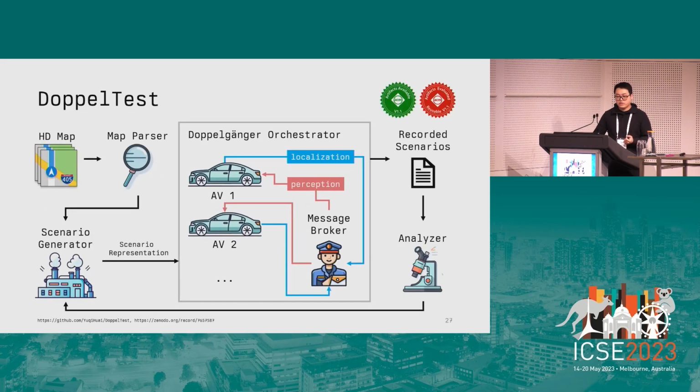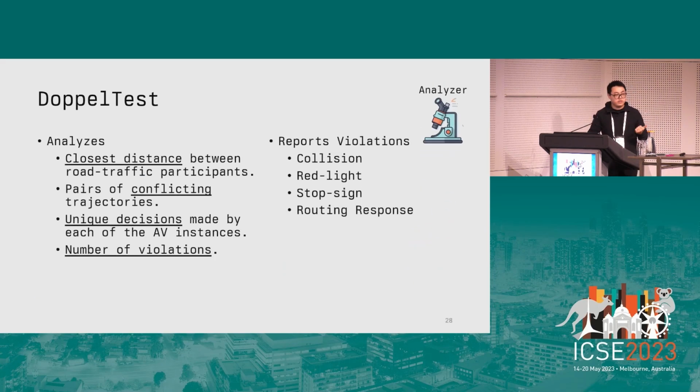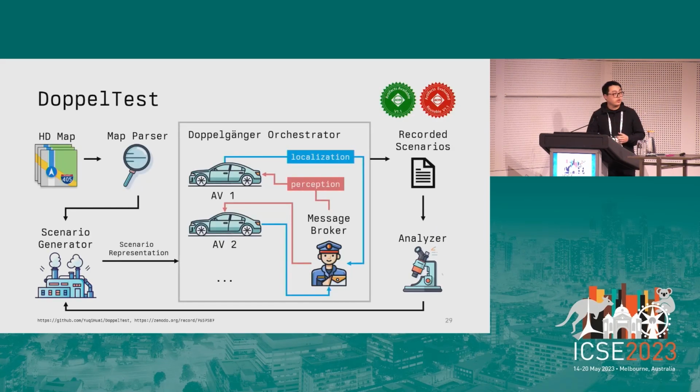Now with the scenario executed, we collect the recordings and pass them to the analyzer. The analyzer analyzes for the closest distance between road traffic participants and pairs of conflicting trajectories. These are used to promote scenarios that are more likely to involve a collision. And then we also analyze for unique decisions made by each of the AV instances and the number of violations in a scenario to generate more complex scenarios. The analyzer also reports violations based on 4 oracles: the collision, the red light, the stop sign, and routing response oracle. So that's the overview of DoppelTest.